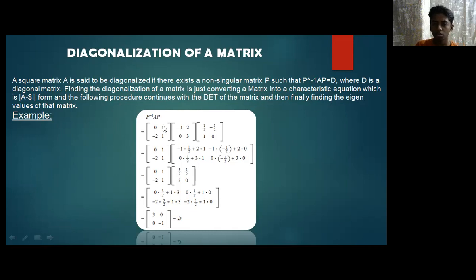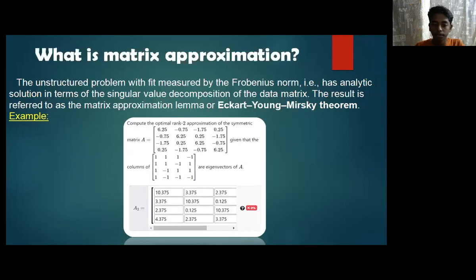So we are using the P inverse AP formula or diagonalization formula on a particular matrix problem. So this is the procedure to do a diagonalization of a matrix so that we get the diagonal matrix as 3 0 0 1. So this is the example of diagonalization of matrix, and this is how we use diagonalization of matrix. Let's go to the next slide.